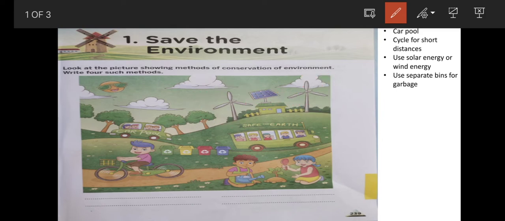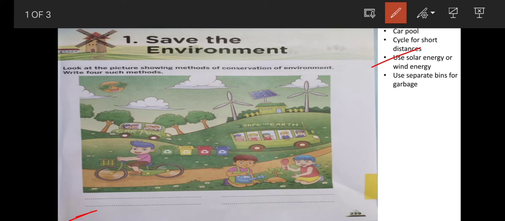So from this given picture we came to know that we should use solar energy or wind energy instead of using non-renewable resources. Why? Because if we use alternative source of energy, what will happen? At least we can save our natural resources, which are non-renewable. So the third method is use solar energy or wind energy. Write use solar energy or wind energy in the given blank.